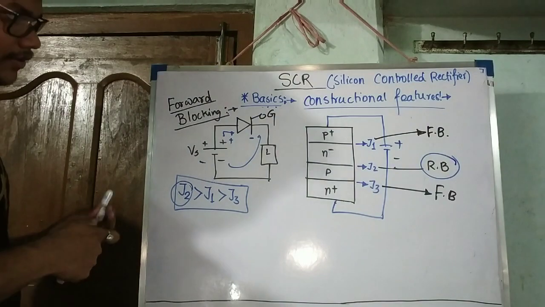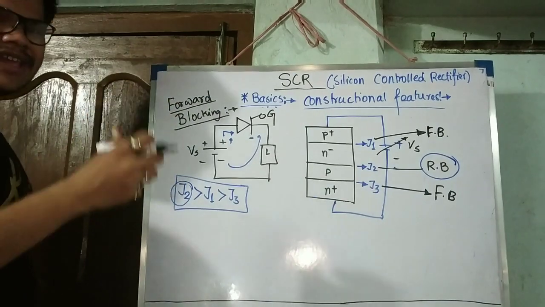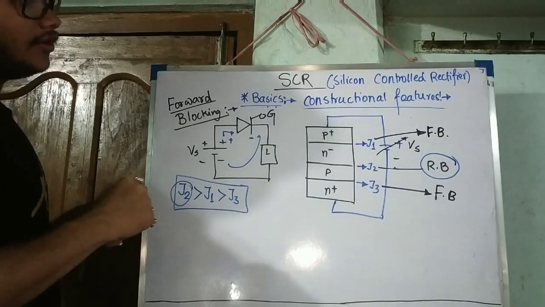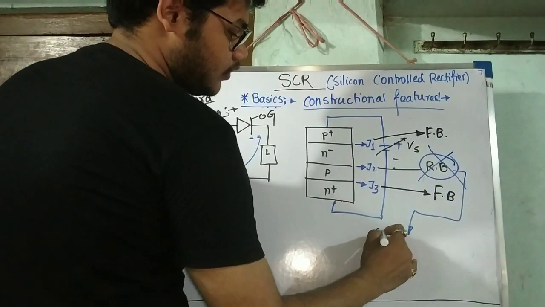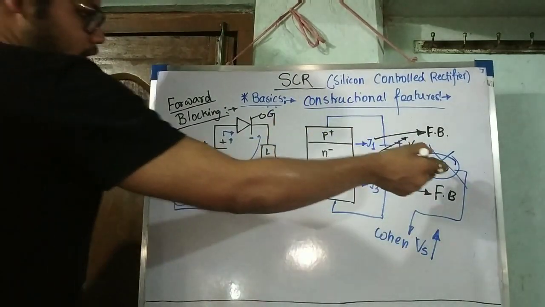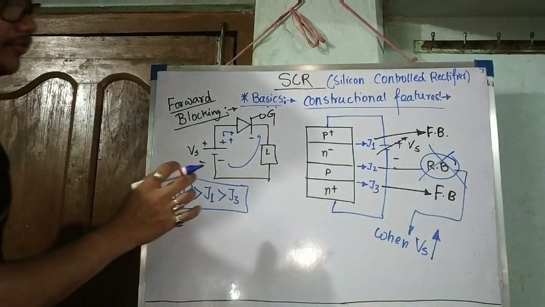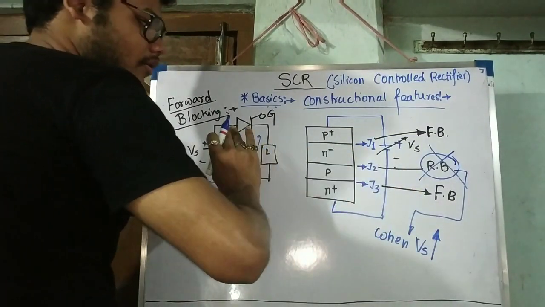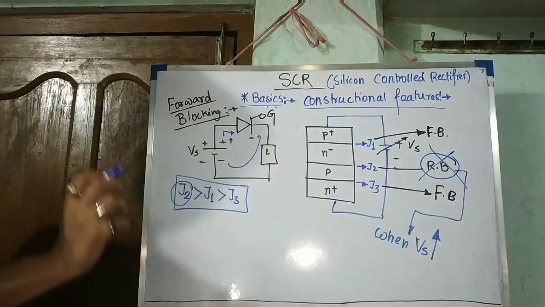Now, what will happen? Suppose you have a variable supply here, a variable source. So if you increase by any means the source voltage, what will happen? After some time, this reverse bias junction will go into avalanche breakdown. When Vs is increased, at that time the reverse bias junction will be in avalanche breakdown, and this avalanche breakdown will remove this reverse bias depletion width, and the device will be in conduction mode.